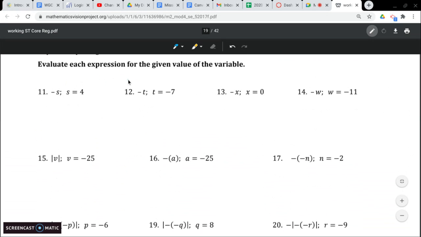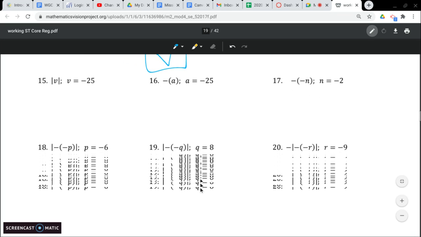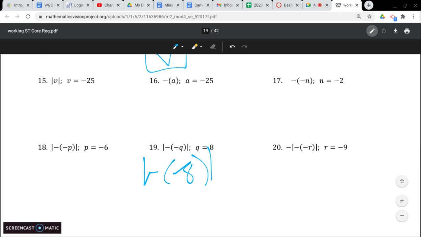For number 12, we have negative t, where t is negative 7. So that means we have negative negative 7. If we have negative times a negative, that's a positive. So our answer is just 7. All right, for number 19, we have the absolute value of negative q, where q is 8. So absolute value of negative 8. Negative 8 times a negative gives us a positive 8, and the absolute value of positive 8 is 8.